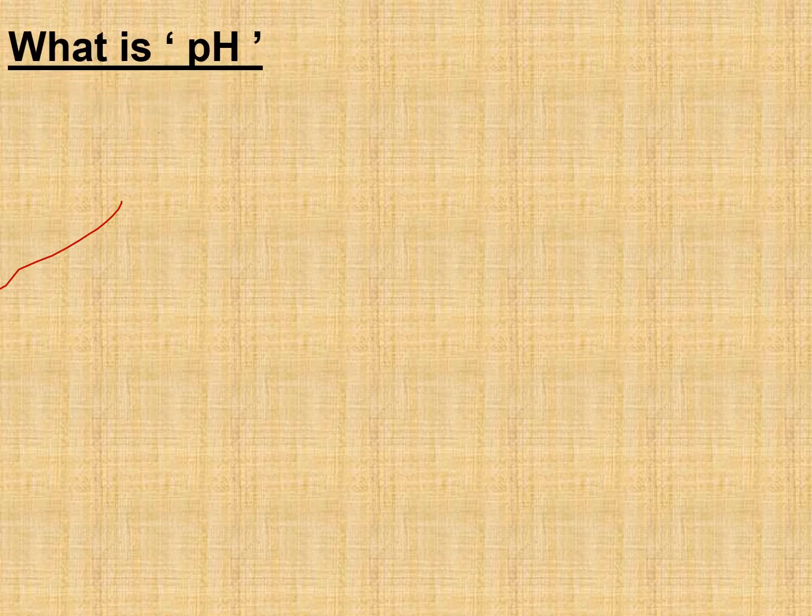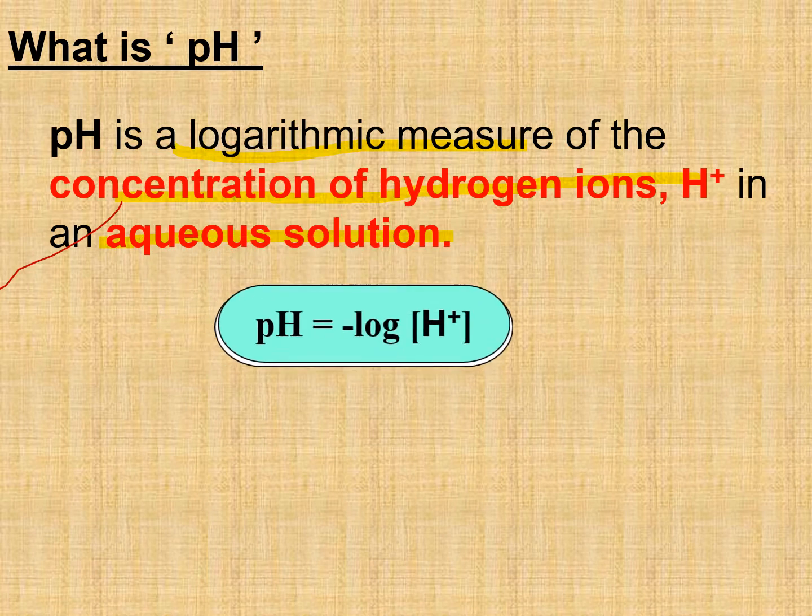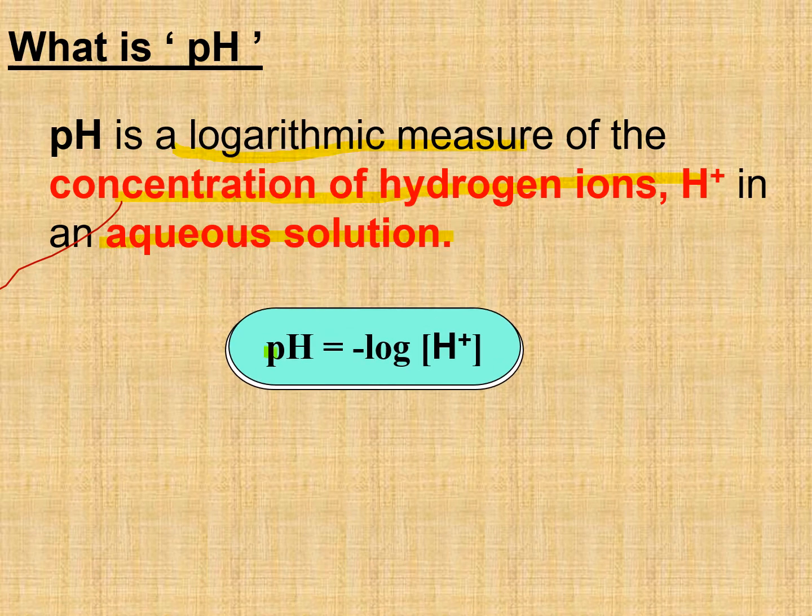Okay, what is pH? pH is a logarithmic measure of the concentration of H plus ion in aqueous solution. This is the formula that you have to memorize. pH is equal to negative log concentration of H plus ion. The bracket here gives you the meaning of concentration, the concentration of the thing inside the bracket, which is the H plus ion.